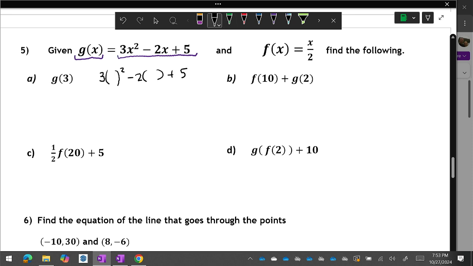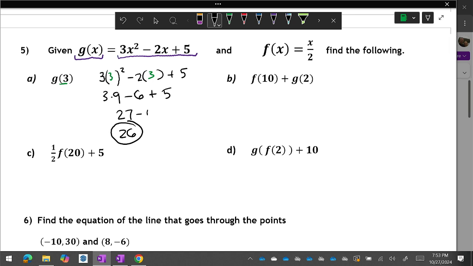When I place the number 3 here and here, that's the input into the function, 3, I get 3 times 9 minus 6 plus 5. 3 times 9 is 27. And negative 6 and 5 is a negative 1. So we get 26 is the output when we feed the number 3 into that function. 26 is the output.